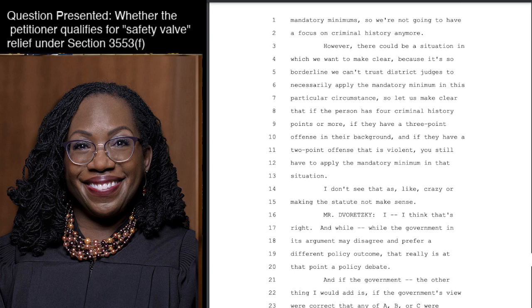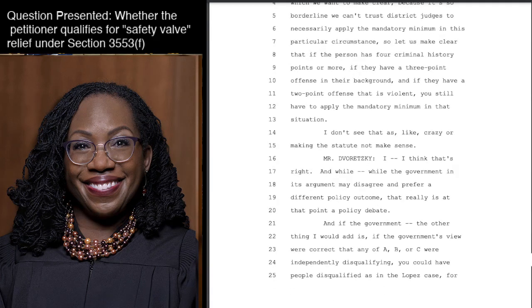So let us make clear that if the person has 4 criminal history points or more, if they have a 3-point offense in their background, and if they have a 2-point offense that is violent, you still have to apply the mandatory minimum in that situation.